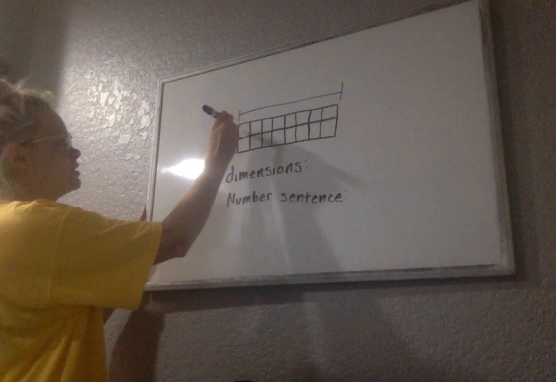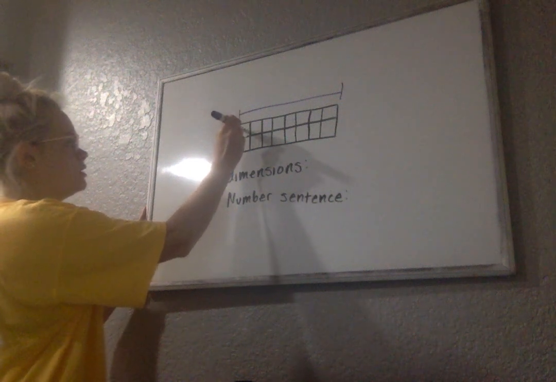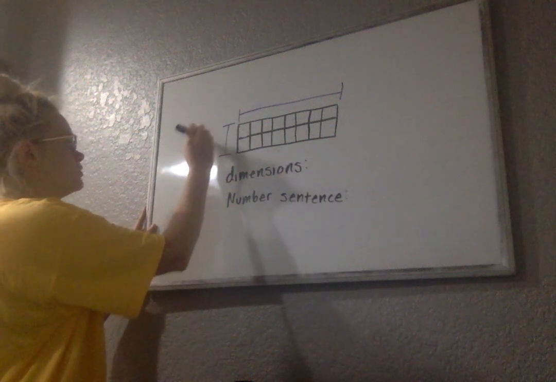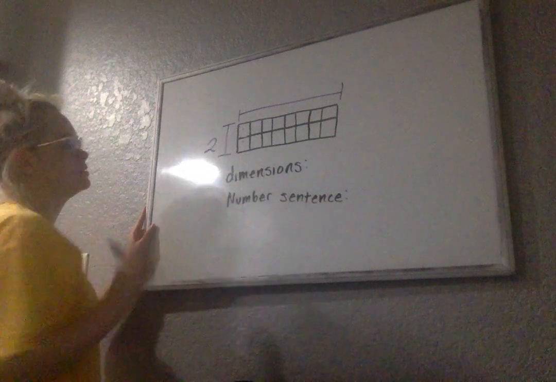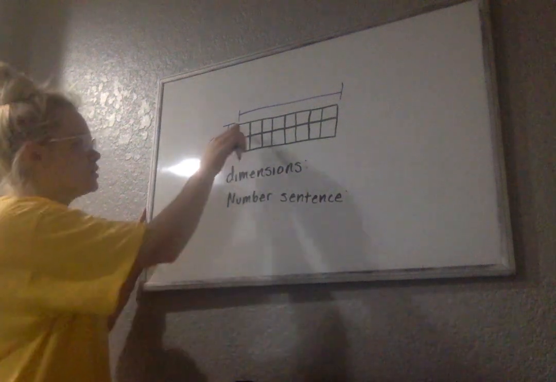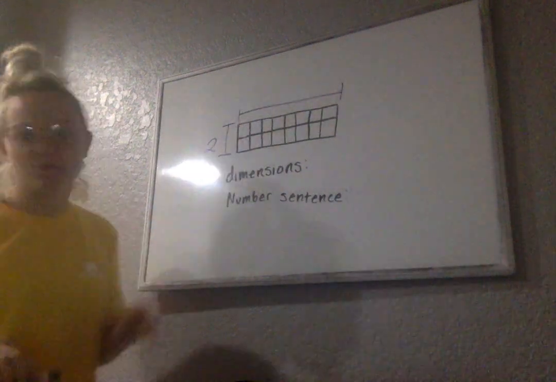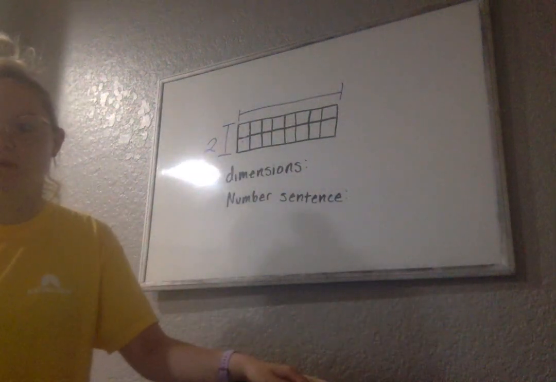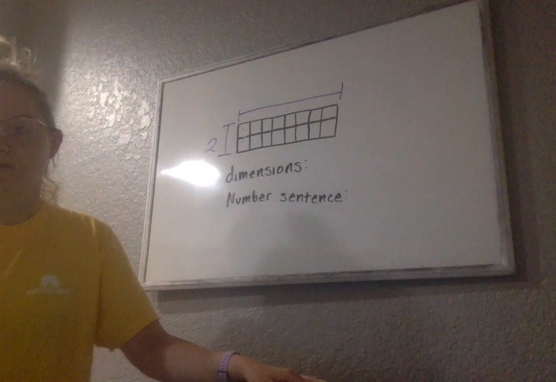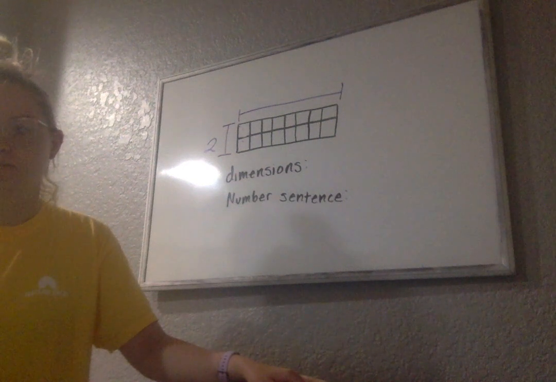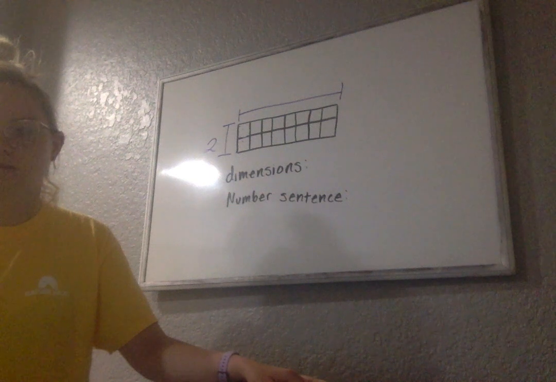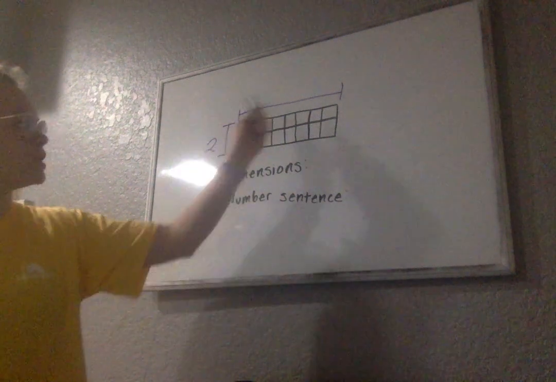So we're just going to focus on our dimensions. Counting down right here on this side, we go 1, 2. So I know this side is going to be 2. And then I want y'all to count how many are going along this top one. I want someone to tell me how many go across on that top one. Shaylee, how many go across the top one?